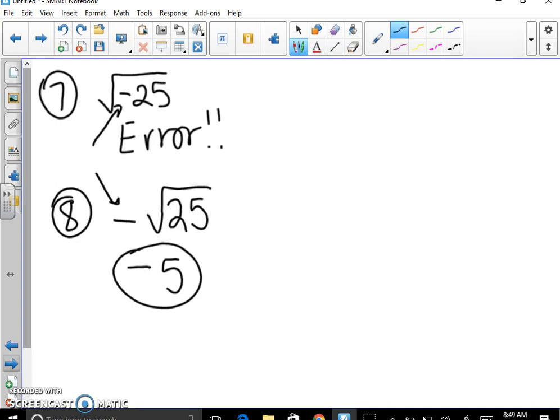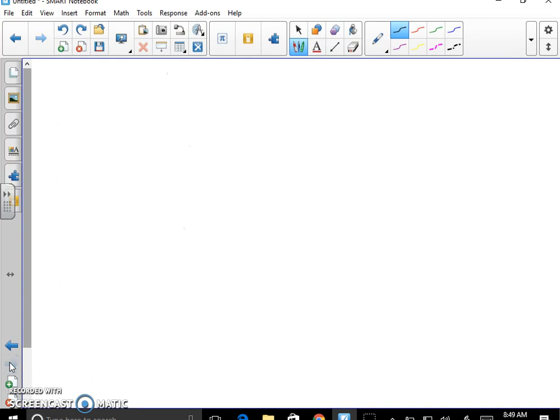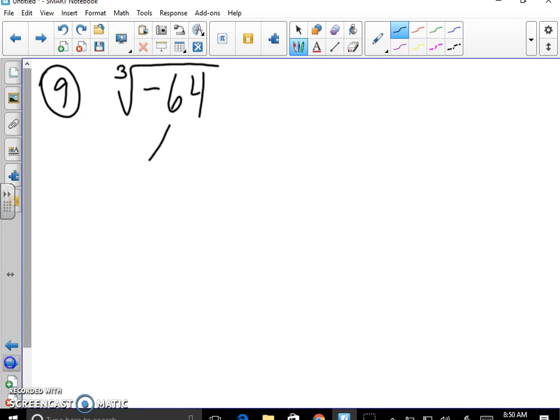Now there's a difference here when we talk about cube roots. So let's say we have, for example, number 9. The cube root of negative 64. Now this is actually a time when our calculator won't give us an error, because let's think. Can you break negative 64 into 3 factors that are the same? So what's a number that you can multiply by itself 3 times that will give you a negative 64?